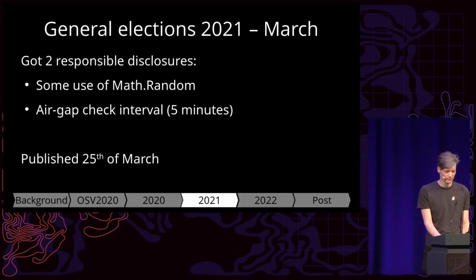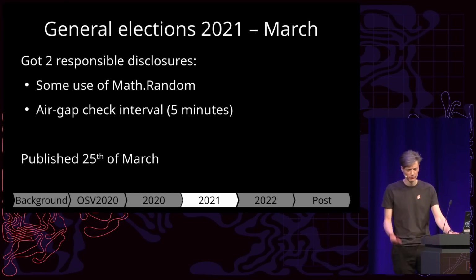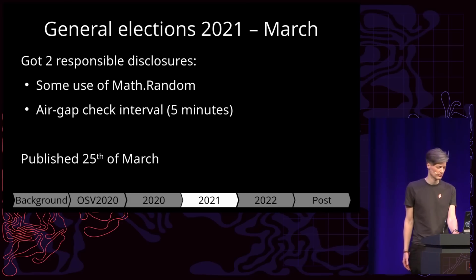So we had some use of Math.random. I was annoyed I didn't grab it for it myself. We had somebody complain about the air gap check of 5 minutes being not continuous enough, and we published that.